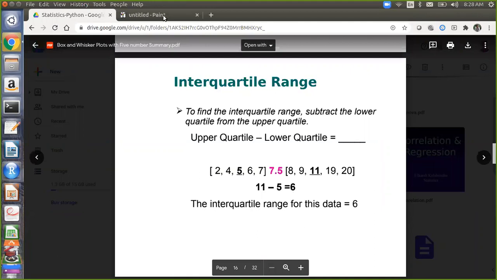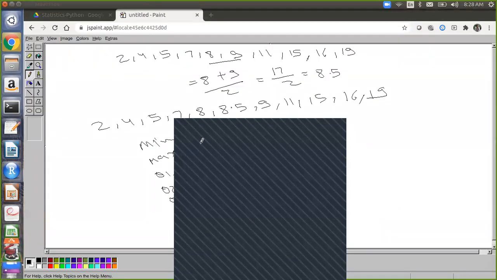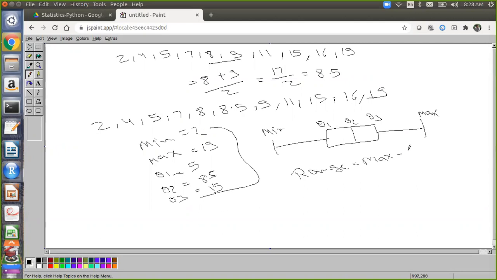Now similarly, we have one more function, which is the interquartile range function, IQR. If this is my box plot with Q2, Q3, minimum and maximum, then the range is basically maximum minus minimum.